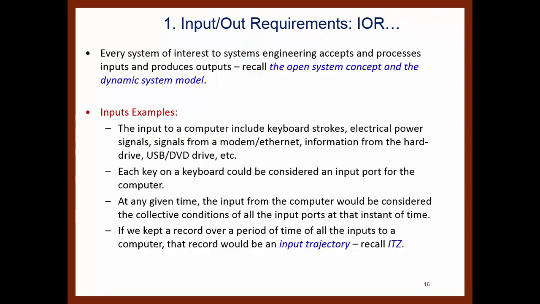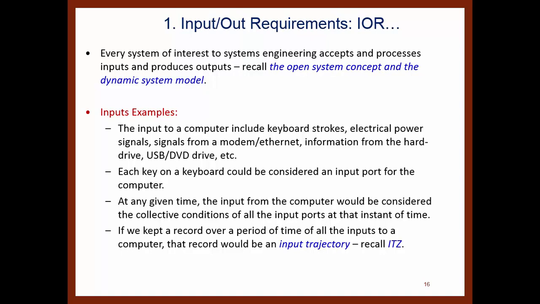So every system of interest to systems engineering accepts and processes inputs and produces outputs. Okay, so here's a list of input examples. These are coming from computers. In terms of the computer, keyboard, electrical power, all those could be considered inputs. So every key on the keyboard could be considered an input port for your system in that case. At any given point, the input of the computer will be considered the collective conditions of all the inputs.